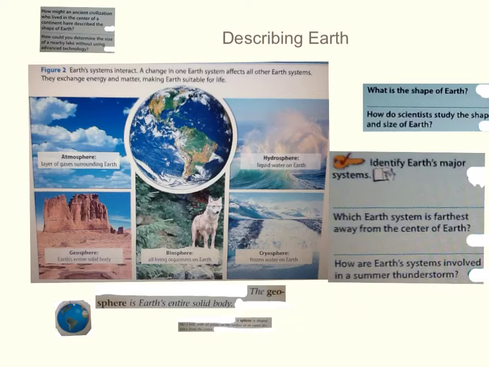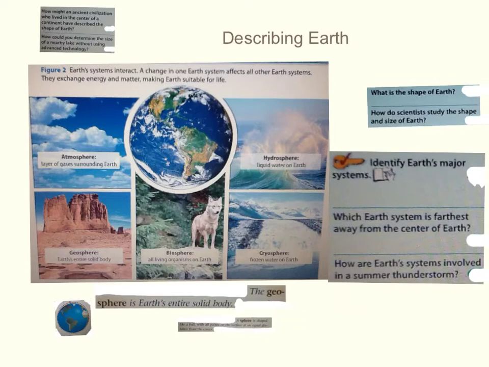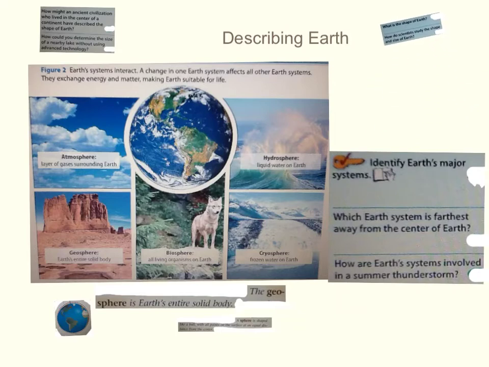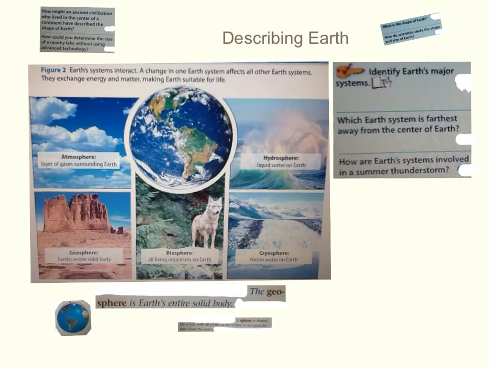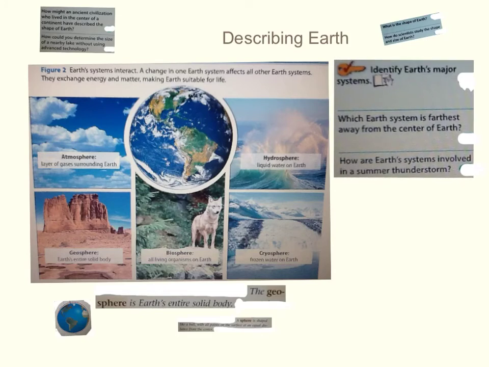How are Earth systems involved in a summer thunderstorm? Write those questions down. Closing some things up here, making them a little smaller. Remember, you can pause the video and restart it again.